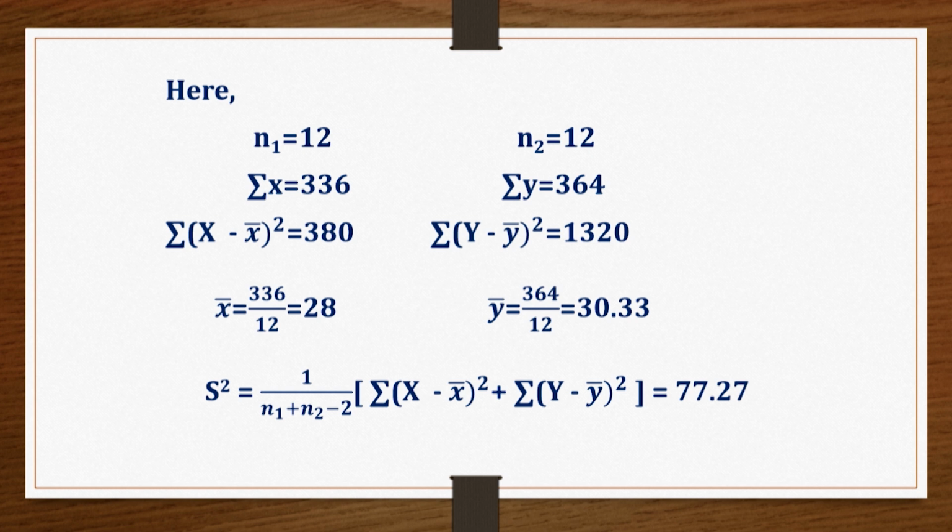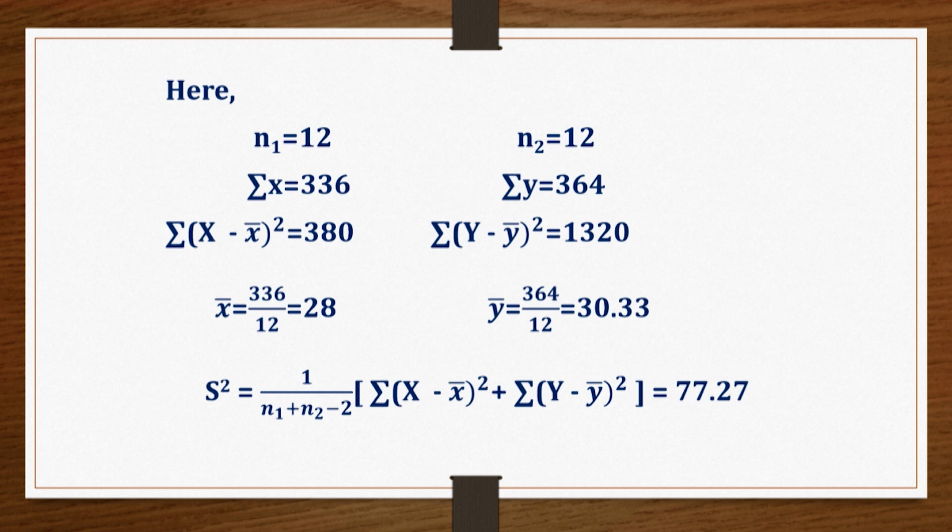Here we have two samples, n1 and n2, and both sample sizes are equal to 12. So we consider n1 equal to 12 and n2 equal to 12. Here the summation of x is computed as 336. Similarly, we compute summation of y as 364. Similarly, we compute the summation of (x minus x bar) the whole square, which is equal to 380, and the summation of (y minus y bar) the whole square is 1320.